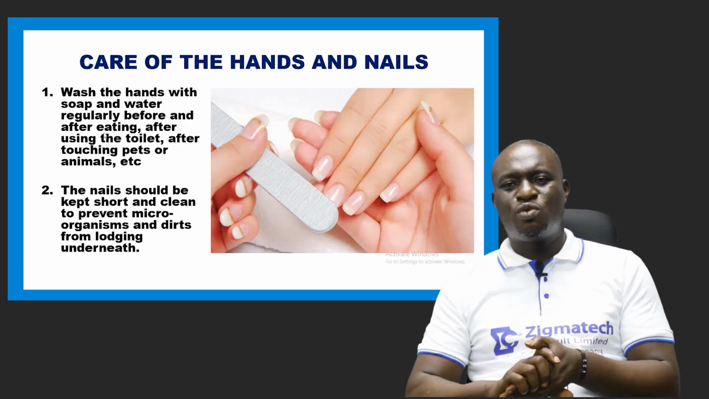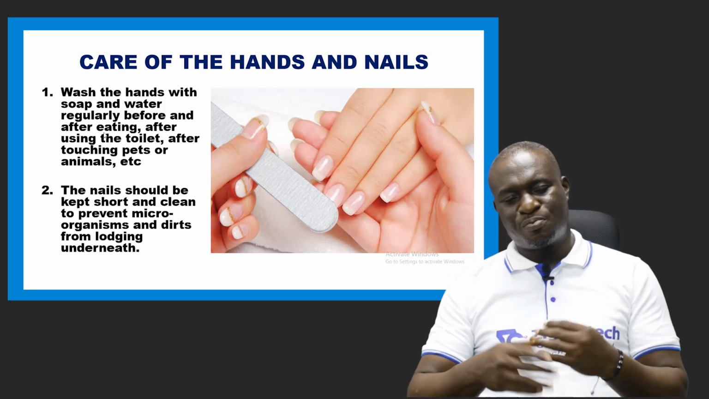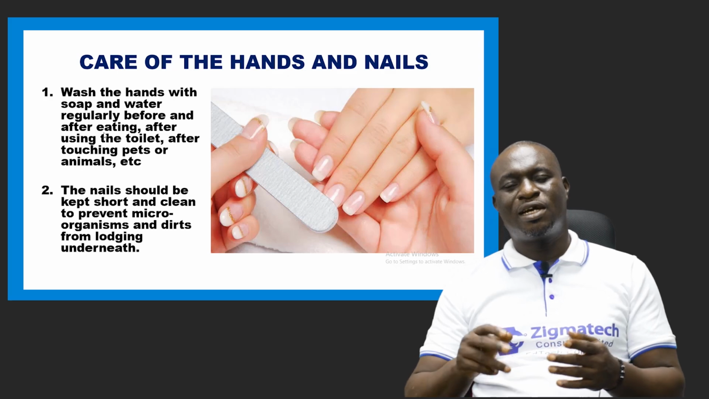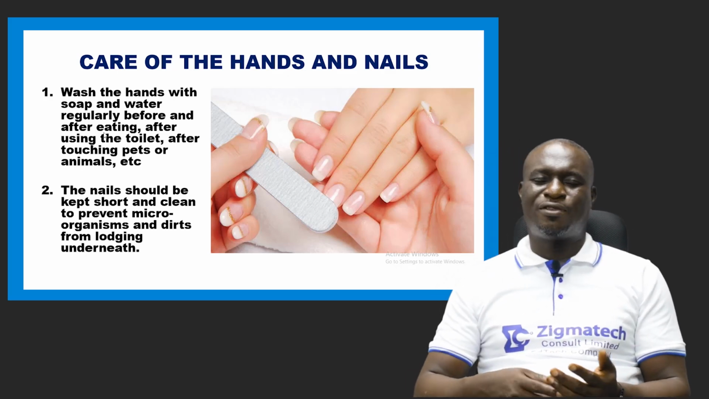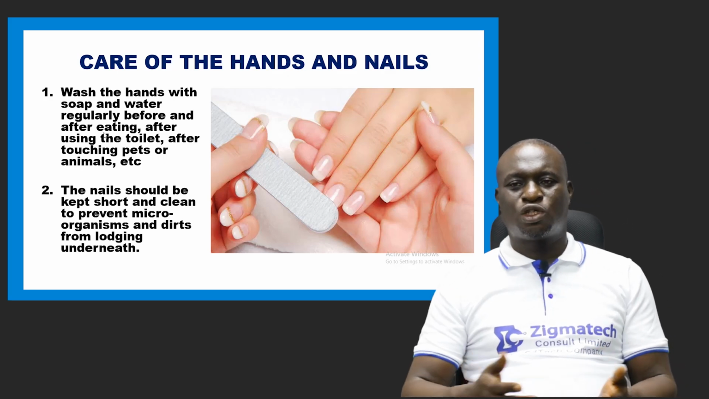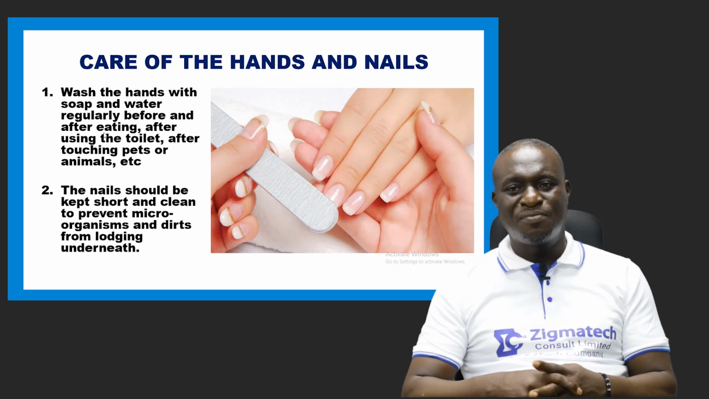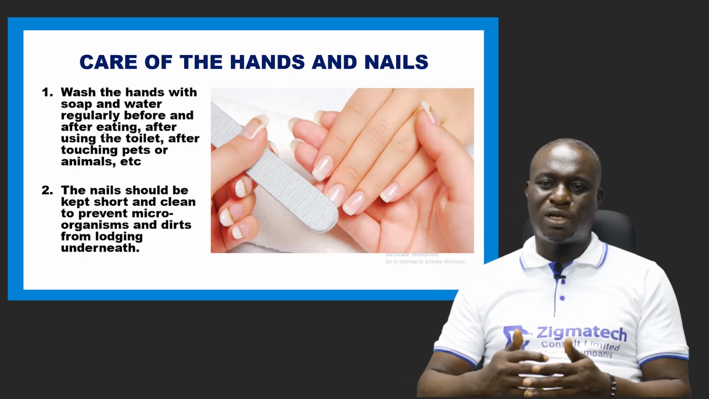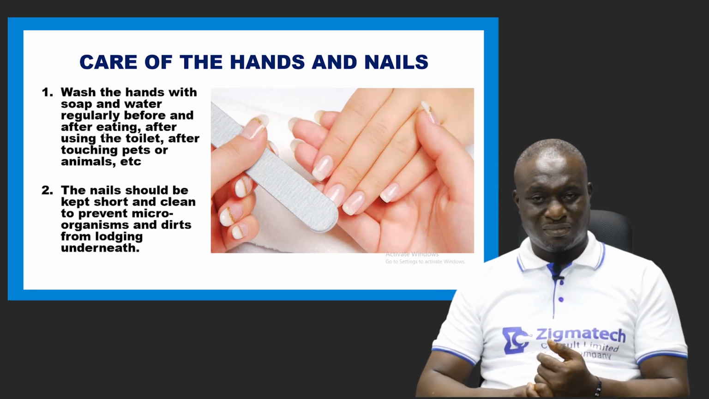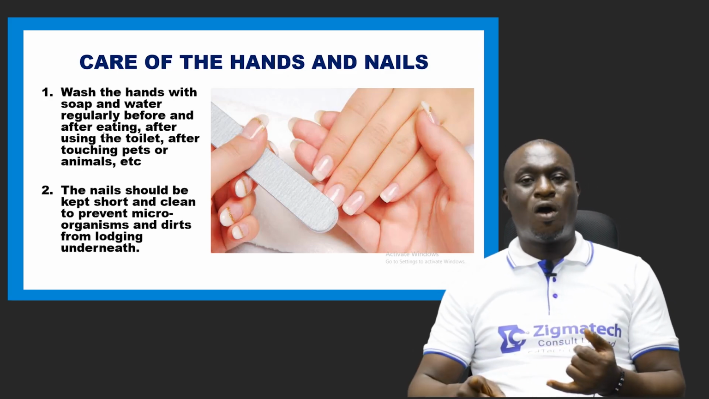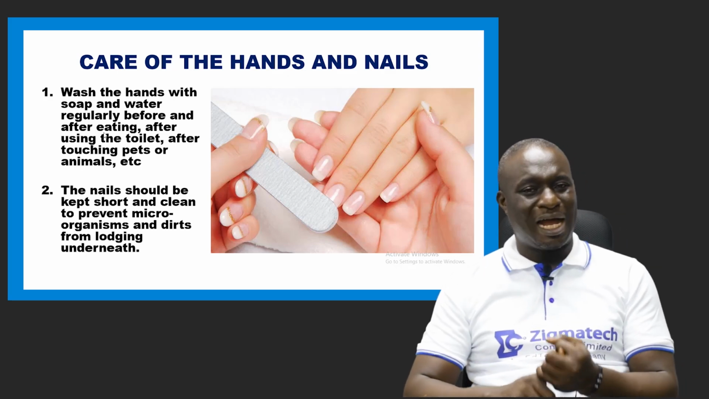Now, another way we can go about personal hygiene is the care of the hands and the nails, all right? Wash the hands with soap. We've mentioned that earlier when we were talking about care of the skin. Wash the hands regularly with water and soap, mostly before eating, or after using the toilet, or after touching or playing with pets or animals.